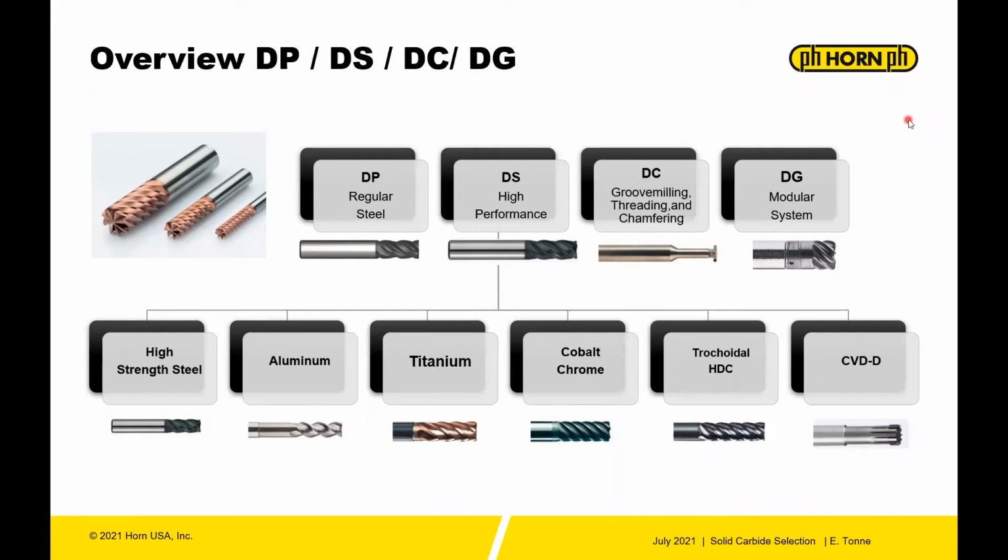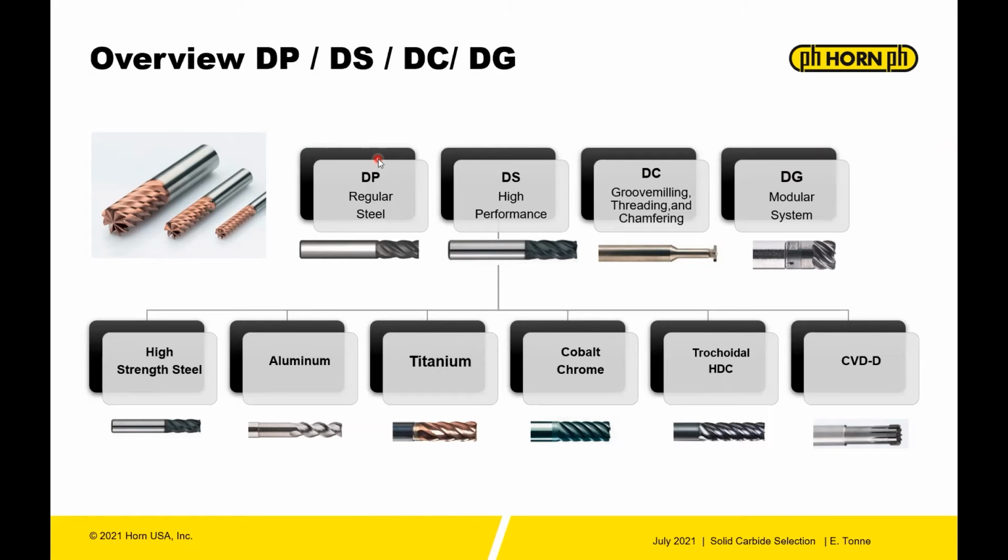If you've attended any of our training on solid carbide, you've probably seen this slide before, but this is a basic breakdown of all the different solid carbide systems from Horn. So you can see that we have a big variety of Endmills, and the purpose of this training today is to help you decide what direction you need to go when selecting an Endmill. So we have four main systems of solid carbide tools, but also a modular system with the DG.